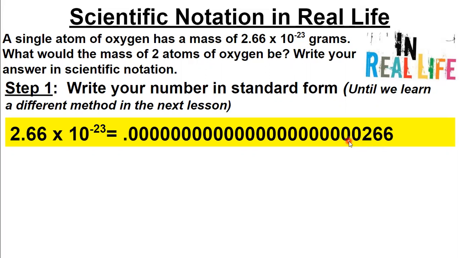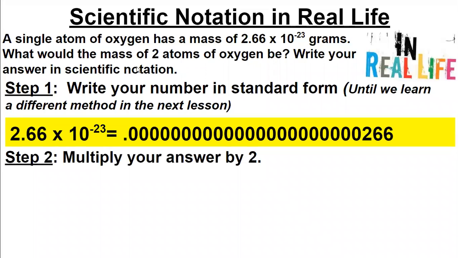1, 2, 3, 4, 5, 6, 7, 8, 9, 10, 11, 12, 13, 14, 15, 16, 17, 18, 19, 20, 21, 22, 23. Look at all those zeros. Notice how there's 22 zeros because we had to do one jump past the 2. Okay. Now what's our next step?